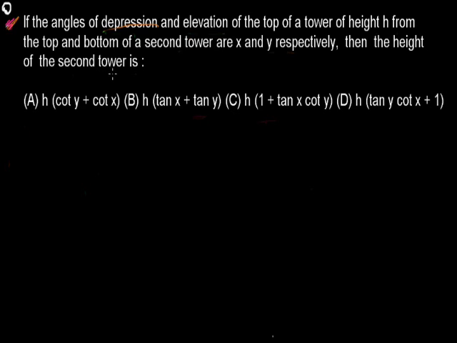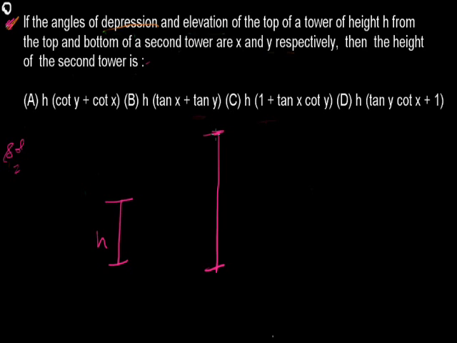Let's read this problem. If the angle of depression and the angle of elevation of the top of a tower from height h, from the top and the bottom of a second tower, are x and y respectively, then the height of the second tower is? Solution. Now let's understand the problem. Angle of depression, elevation of the top of a tower from the top of a tower of height h. Let's make a tower of height h here, and the second tower. It says the angle of depression is x from the top of the second tower.